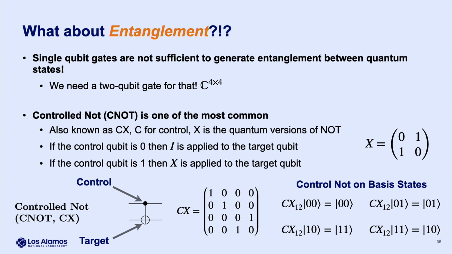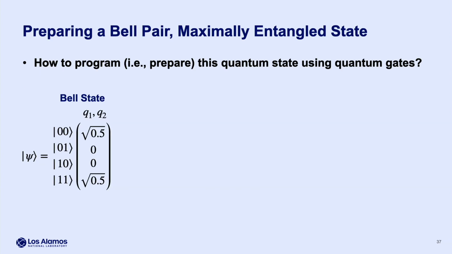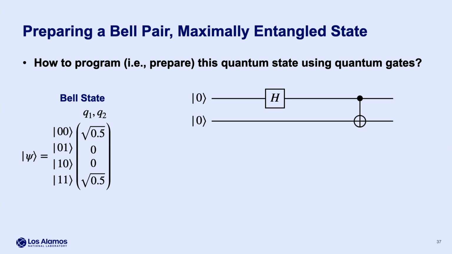So if this is what we need to build entanglement, let's try to build a quantum circuit that will prepare the Bell pair state, the maximally entangled state. I told you before that this particular quantum state, where you have 50% probability of seeing 0, 0 and 50% probability of seeing 1, 1, is the maximally entangled state. I will declare, without giving you any intuition, that this quantum circuit prepares that state. So we start with everything in 0, 0, Hadamard, and then CNOT.